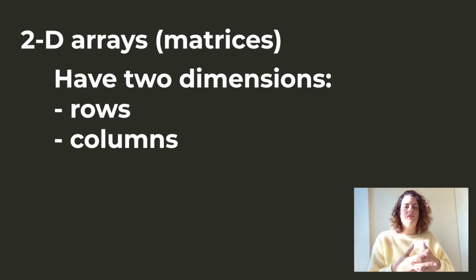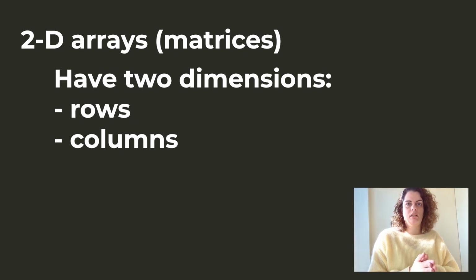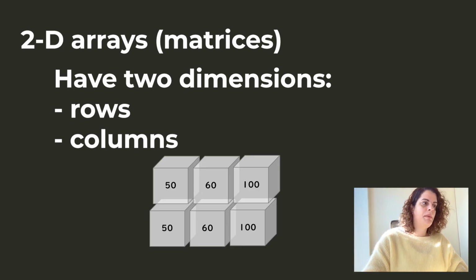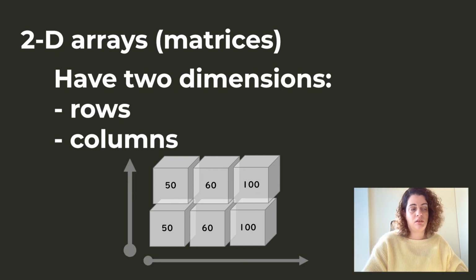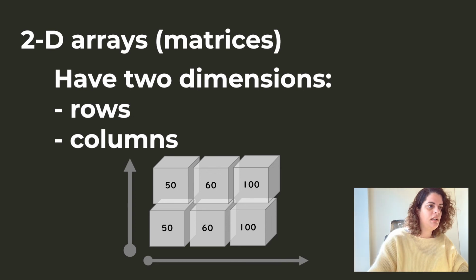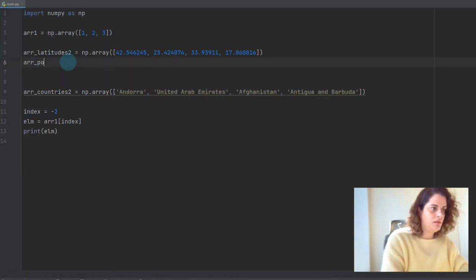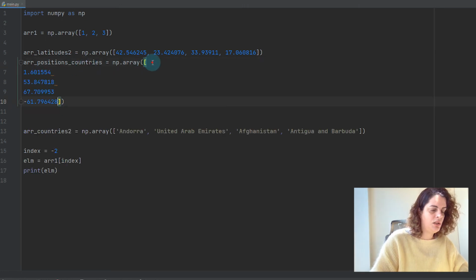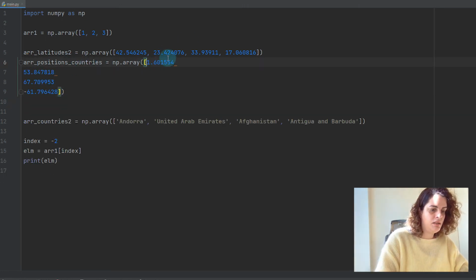So, sometimes you want to create arrays that are more complex than one-dimensional arrays, the vectors, and then you call them matrices. Matrices are simply arrays that have more than one dimension. And imagine that you want to store the geographical positions of certain countries. Of course, you have the latitude, but you also need the longitude. So you put, for instance, these numbers, which are the latitudes, and you put them into a new element.